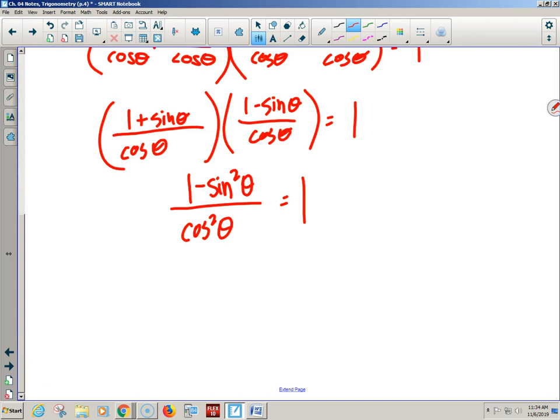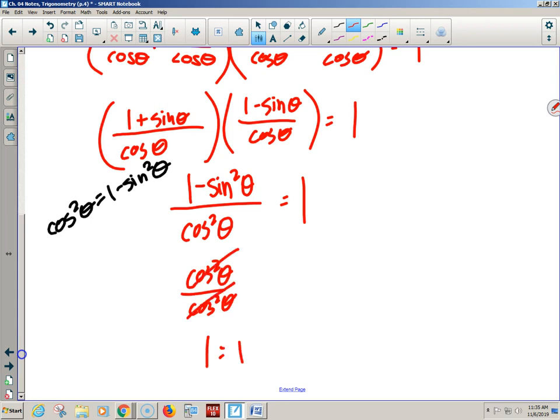Oh, this is taking forever. Unless you look at your Pythagoreans and you realize that cosine squared is 1 minus sine squared when you rearrange. Guess what? Cosine squared over cosine squared? 1 equals 1.